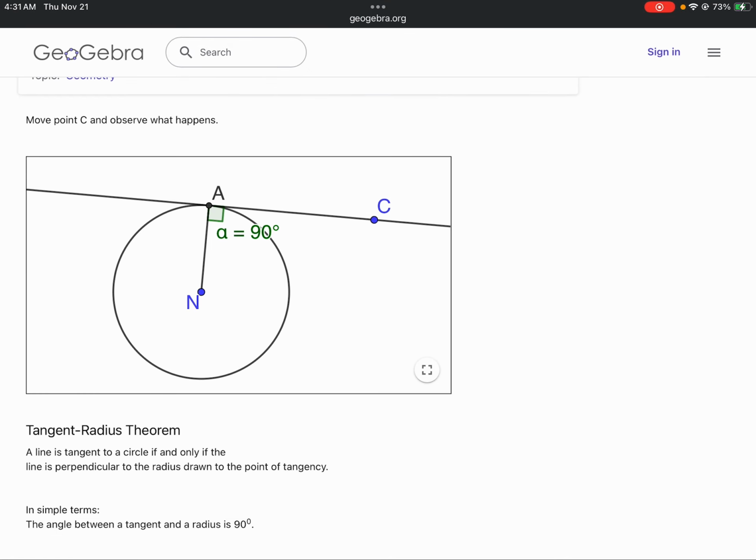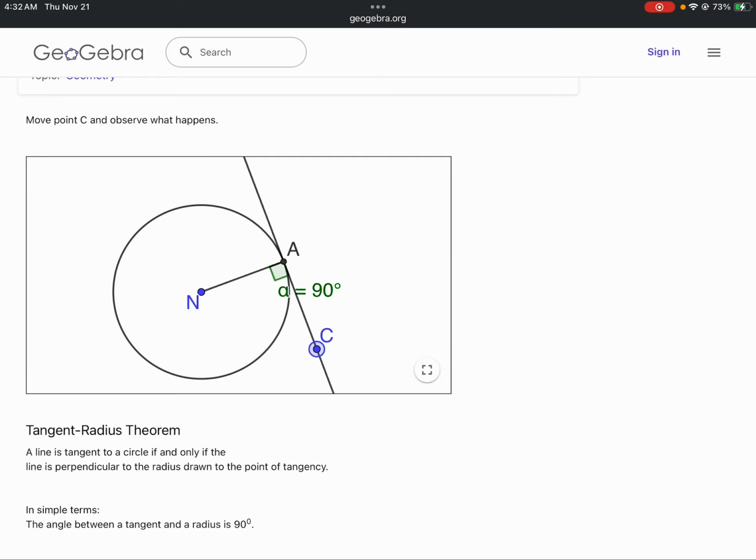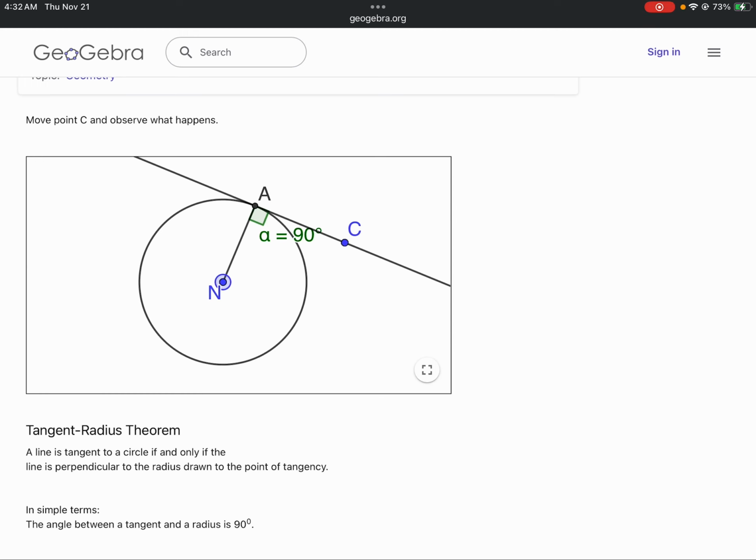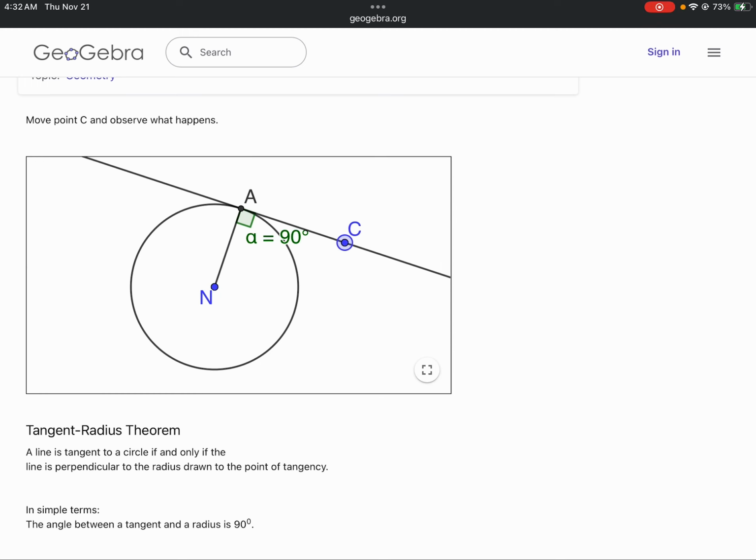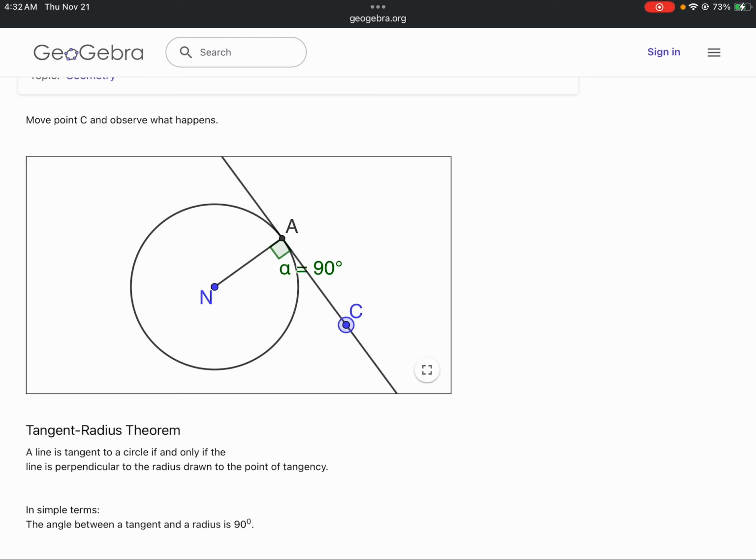Okay, the first one is our tangent radius theorem. And we got a radius and a tangent. And notice it forms a 90-degree angle. It doesn't matter where I'm at on the circle. It's always going to be 90 degrees. And that's why it'll always be a 90-degree angle.